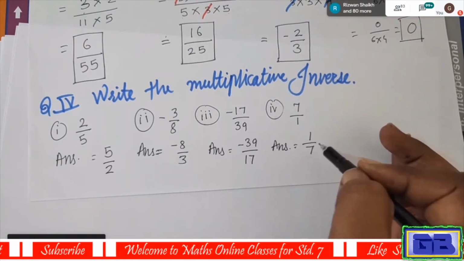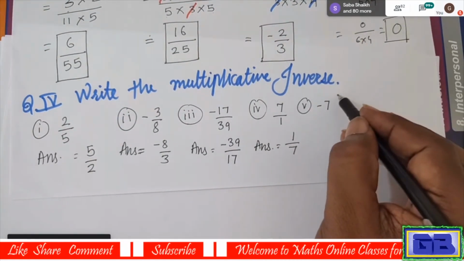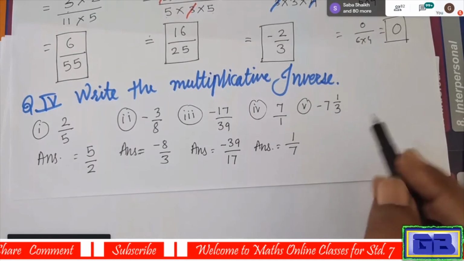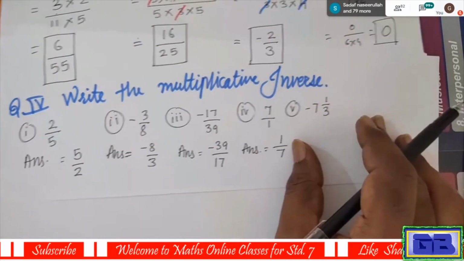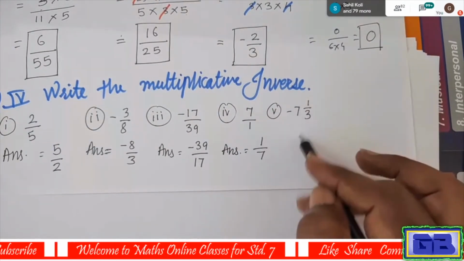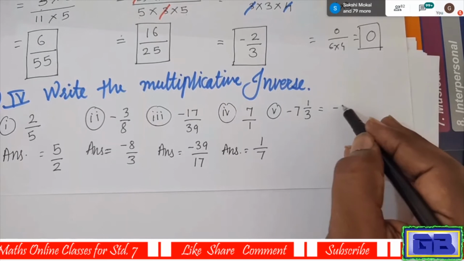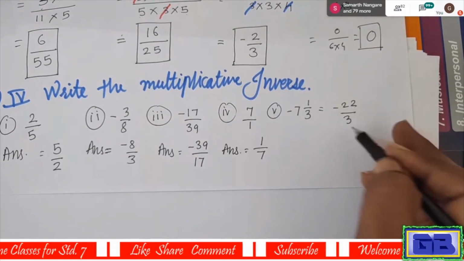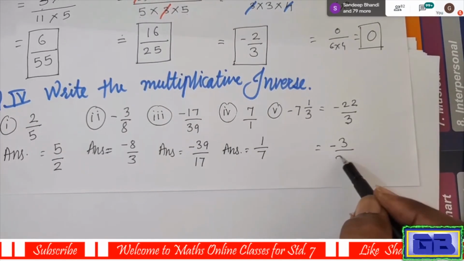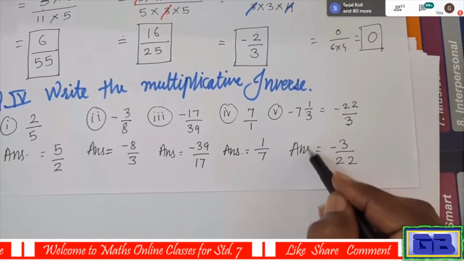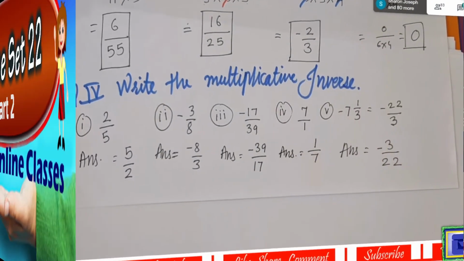And last, minus 7 and 1 by 3. See, this is a mixed fraction. First you have to convert it into a simple fraction. Directly you cannot write it. 7 threes are 21 plus 1, minus 22 upon 3. Now we got this improper fraction. Minus 3 upon 22 is the multiplicative inverse of this question.